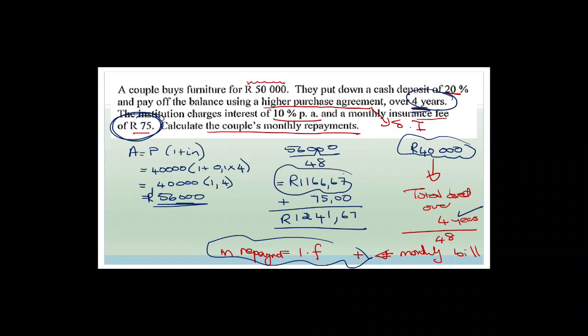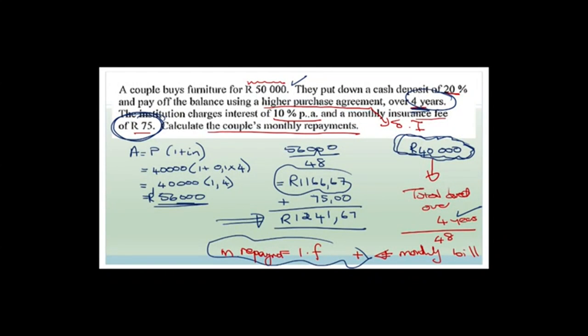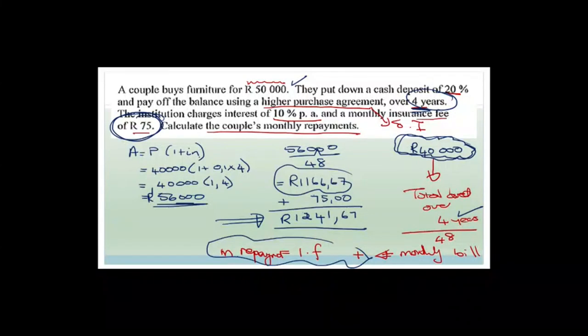Okay, so this is the amount of money that the couple are paying off on their furniture for the next 4 years. So let's talk about this, okay? Let's again say they bought furniture of 50,000 rand. They paid a deposit of 10,000 rand, that's 20%, and they end up owing 40,000 rand. This 40,000 rand, they have to pay off on a hire purchase agreement, which is simple interest, over 4 years, at 10% per annum, okay? So we work out that in total, this 40,000 rand plus the interest over the 4 years gives you 56,000 rand, right?